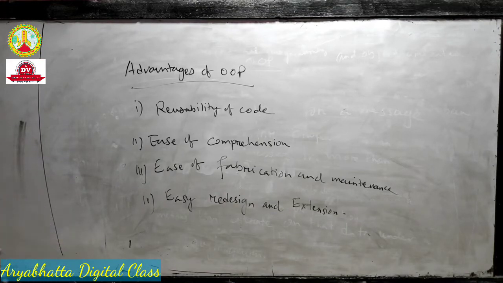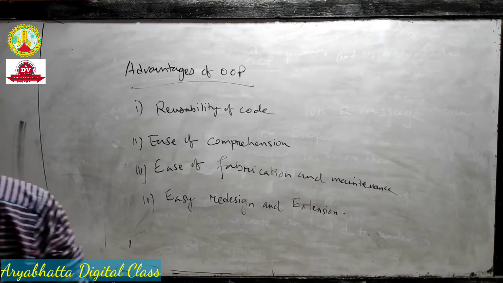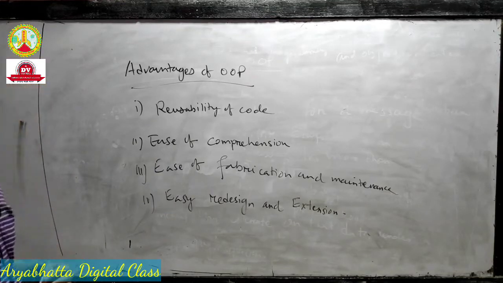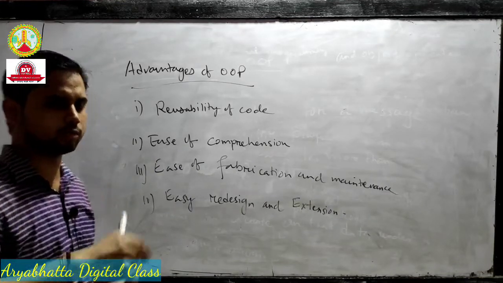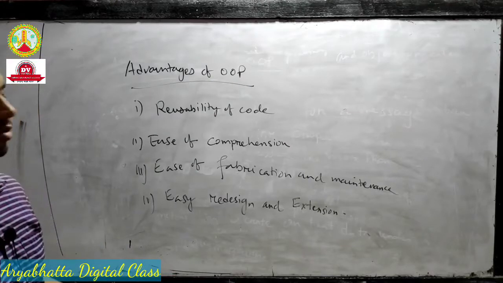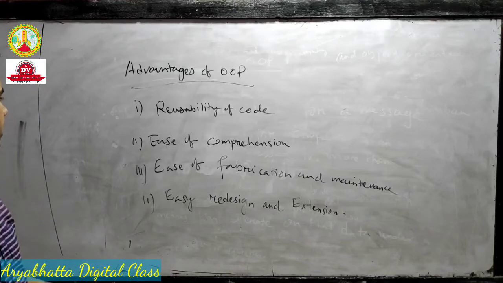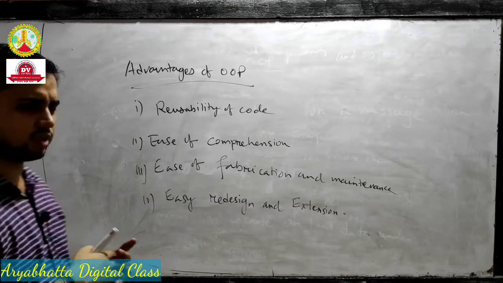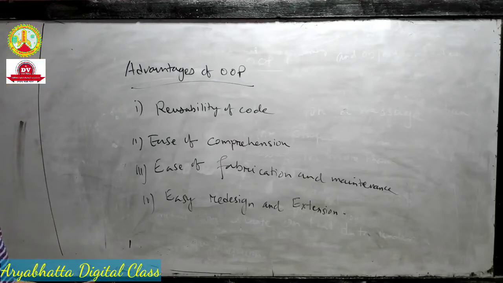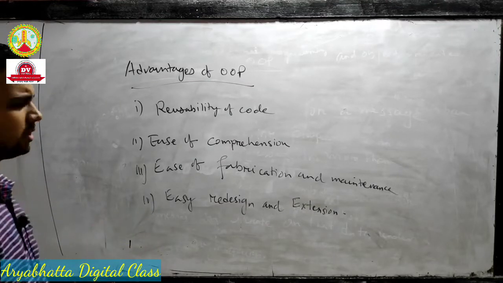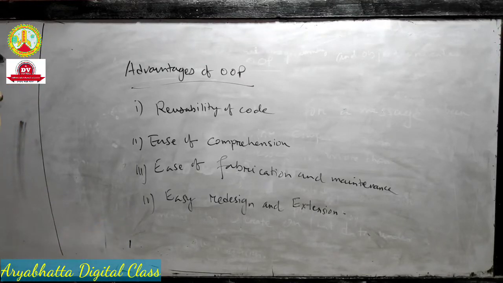Reusability of code means the code is reusable, you can use it more than one time. Ease of comprehension means you just write down briefly: in object-oriented programming, the concept of data is briefly covered. Ease of fabrication, maintenance, and ease of redesign and extension are all like the same concept. You just memorize these points.